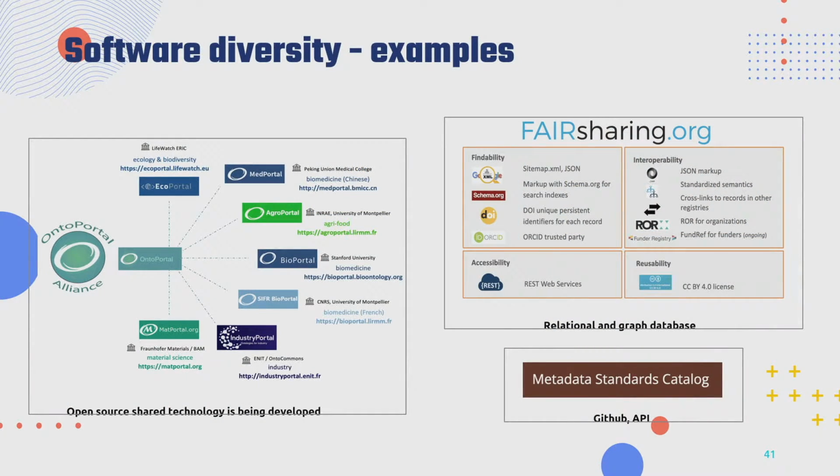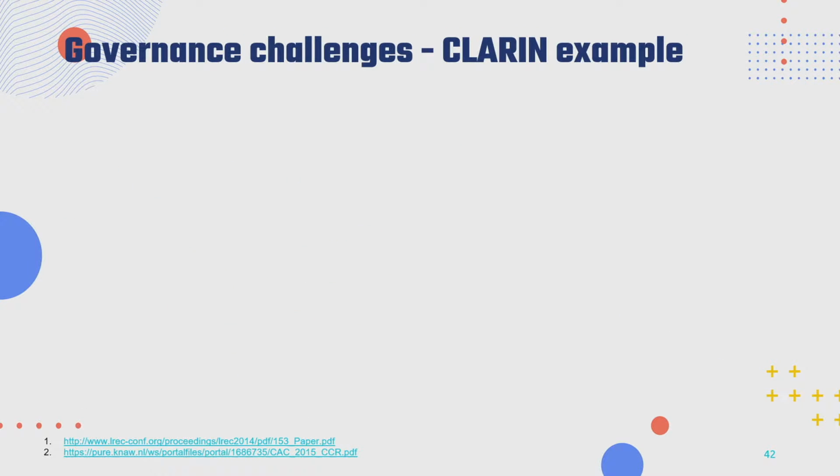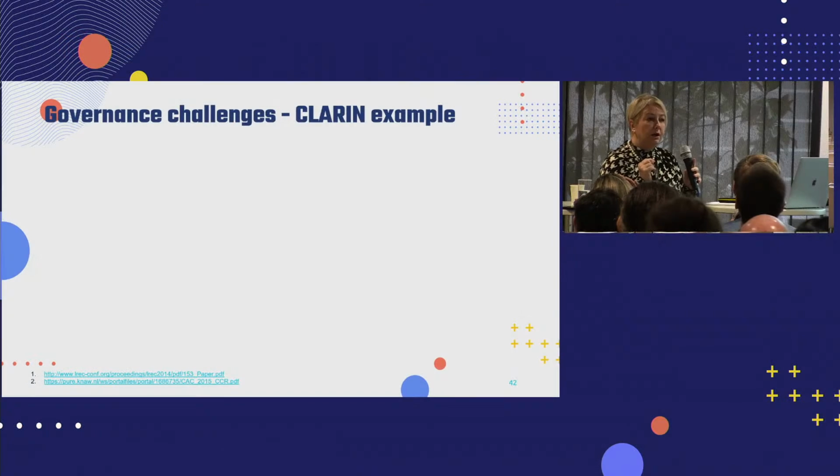Then you have resources like the metadata standard catalog, which is simpler, GitHub-based and API, not much more than that. So it's simpler to maintain, but offers less functionality. And this is the usual balance here. Let's then look a little bit at another challenge, which is governance.